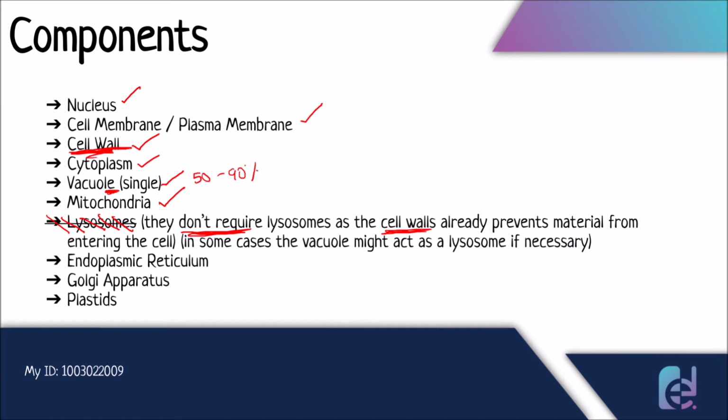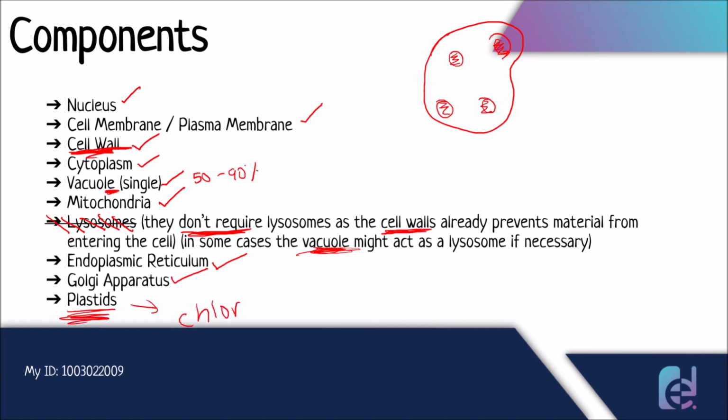But in case, the vacuole might act as a lysosome, as the vacuole is so big, there's sometimes sections inside the vacuole which are dedicated to waste products. So sometimes when necessary, the vacuole of a plant cell might act as a lysosome, but in most cases plant cells don't actually have lysosomes. They do need the endoplasmic reticulum, the Golgi apparatus, and they also have plastids, or simply chloroplasts.